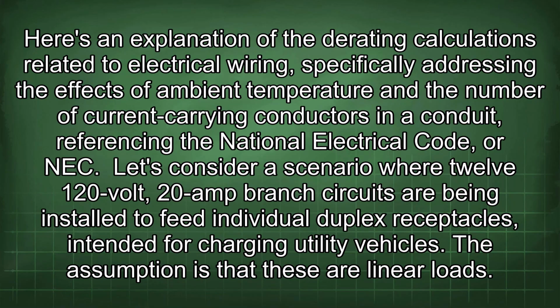Here's an explanation of the derating calculations related to electrical wiring, specifically addressing the effects of ambient temperature and the number of current carrying conductors in a conduit, referencing the National Electrical Code, or NEC. Let's consider a scenario where 12 120-volt, 20-amp branch circuits are being installed to feed individual duplex receptacles intended for charging utility vehicles. The assumption is that these are linear loads.